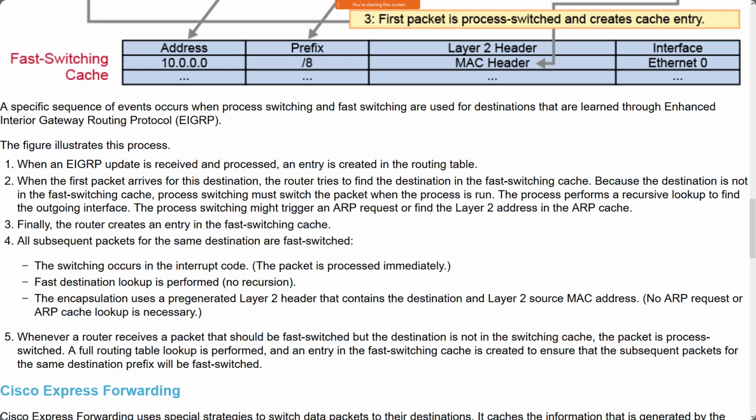There's a sequence of events that occurs where process switching and fast switching are used for the process. Now with process switching, it's very simple, right? No caches are built. Everything is sent and controlled at the control plane. So in that case, we don't have any fast switching caches that are built. So that's pretty simple. Fast switching, as we know, the first packet and the flow is going to be process switched, and then the remaining packets are going to be fast switched.